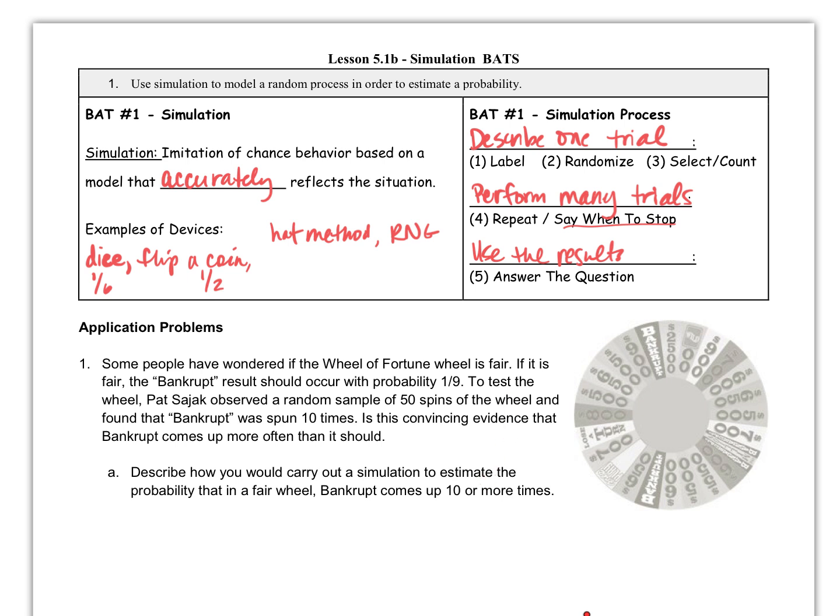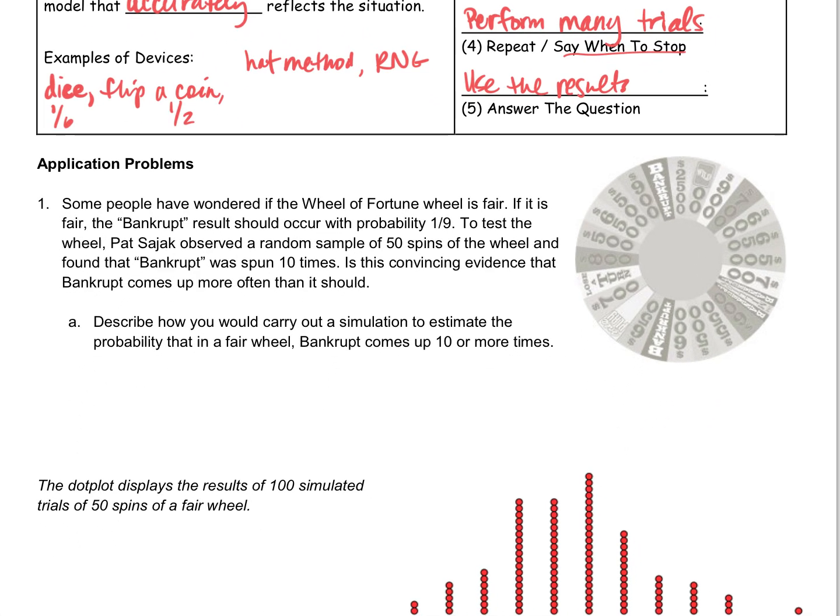Let's do this. Okay, people have wondered if the Wheel of Fortune wheel is fair. If it is fair, the bankrupt result should only occur with the probability of 1 out of 9. To test the wheel, Pat Sajak observed a random sample of 50 spins and found that bankrupt was spun 10 times out of 50. Is this convincing evidence that the bankrupt comes up more than it should? So, describe how we would carry out a simulation to estimate the probability that in a fair wheel, the bankrupt comes up 10 or more times.